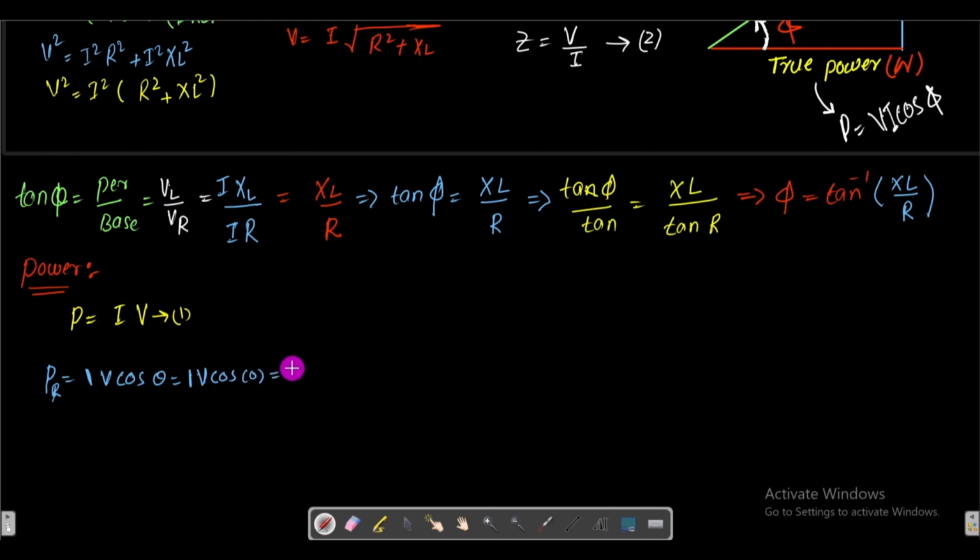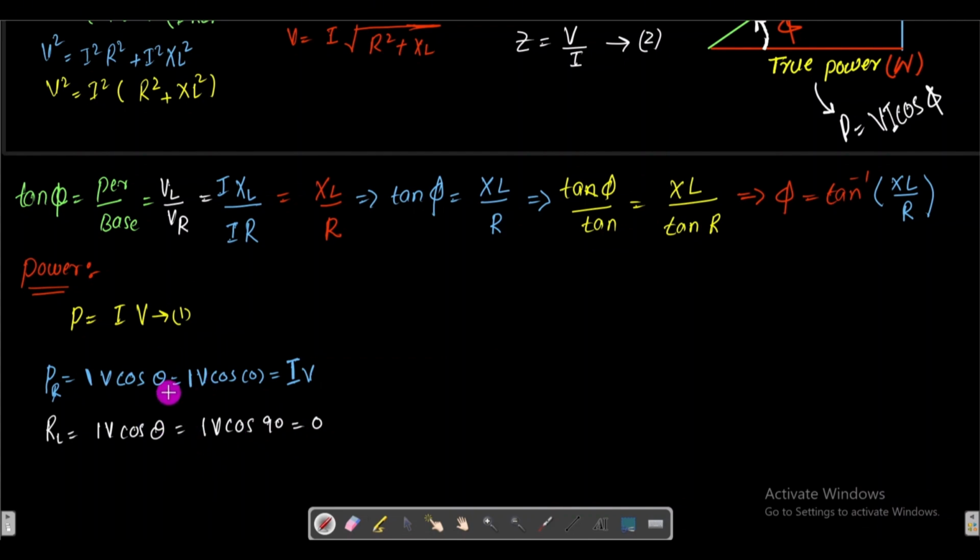So therefore it will become I and V. Okay, and here we have some power factor, but in case of the inductor L, the power is equal to IV cos of phi, and here IV cos of 90 will be present, because in case of the inductor the voltage is leading the current by 90, so therefore it is equal to 0. Cos 90 is equal to 0, so here the power is 0.